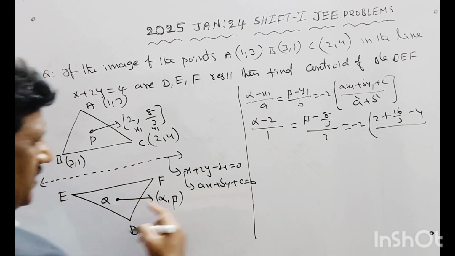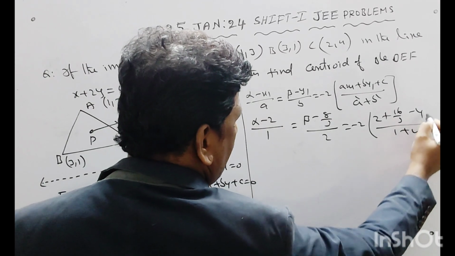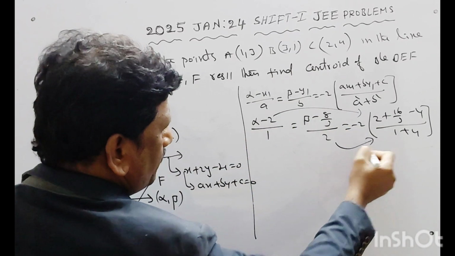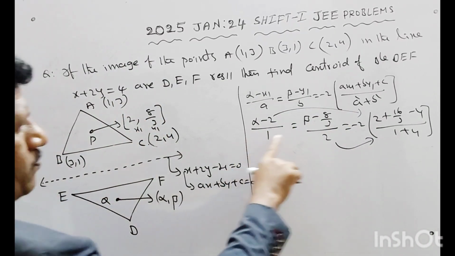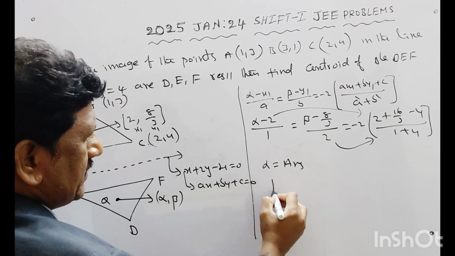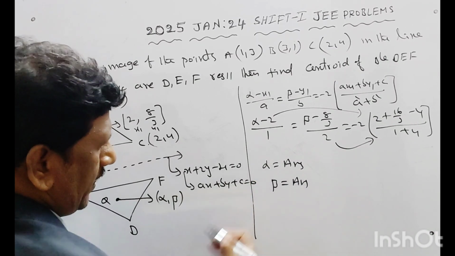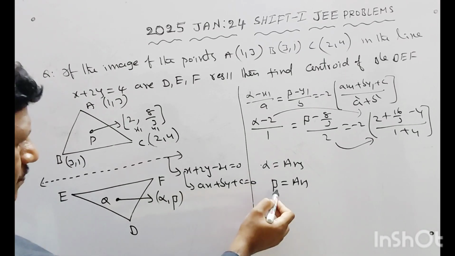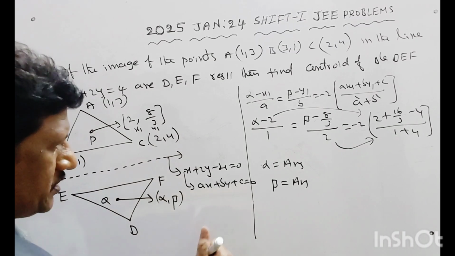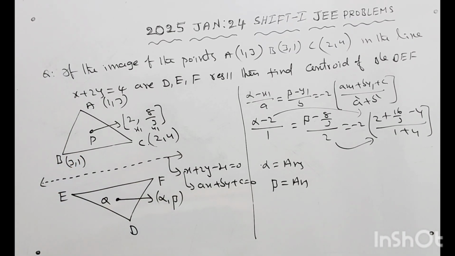A square plus b square, that means 1 plus 4, like that. Then you compare this pair and this pair. If you compare both pairs, finally you will get the alpha value and the beta value. Then alpha comma beta is nothing but point Q, which is the center of this triangle. So this is the way to find the center of this reflected triangle.